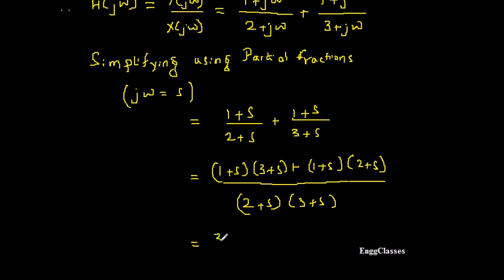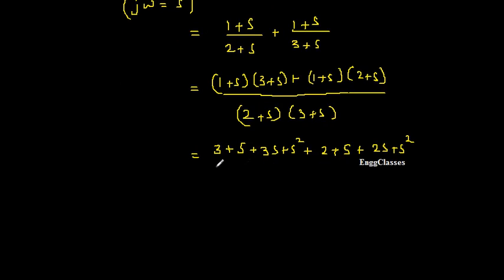1 into 3, I'm going to get 3, plus 1 into s, plus 3 into s, 3s, plus s into s, s square, plus 1 into 2, that is 2, 1 plus s, I'm going to get s, 2 into s, 2s, plus s into s, s square. Correct? So just be careful over here. Similarly, we need to get the answer for the denominator term as well. 2 into 3, I'm going to get 6, plus 2 into s, 2s, plus 3 into s, 3s, plus s square.